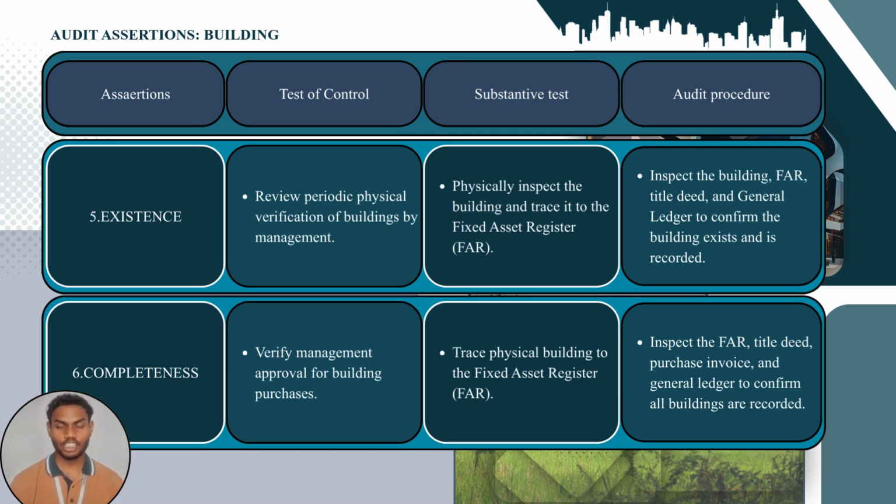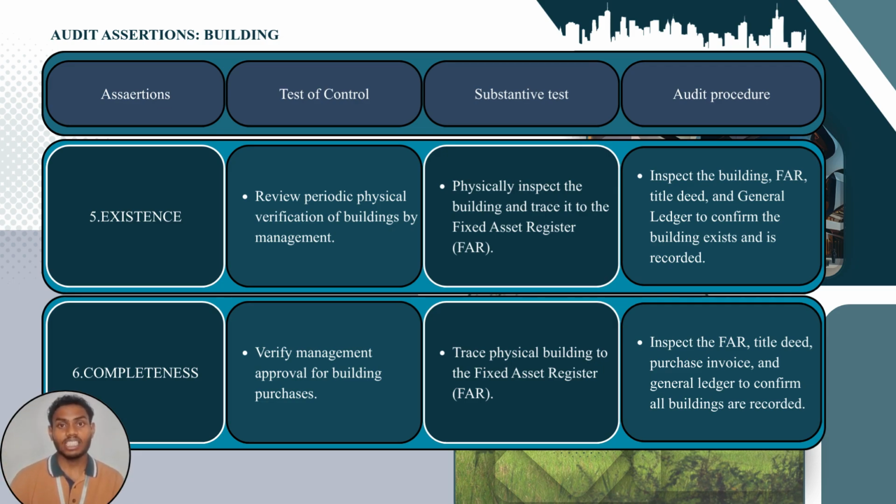The next audit assertion is existence. Existence is to determine whether the building actually exists physically and throughout the document. So for the existence, the auditor will review periodic physical verification of buildings by management. And for the substantive test, the auditor will physically inspect the building and trace it to the fixed asset register, FAR. This is important for the auditor to determine whether the building actually exists physically.